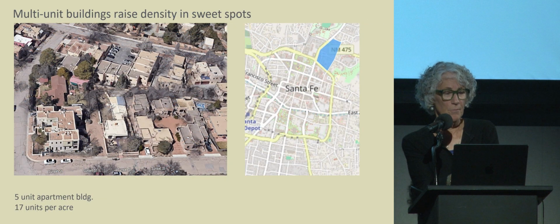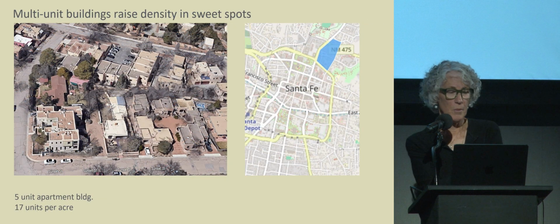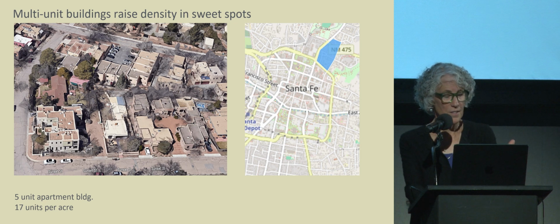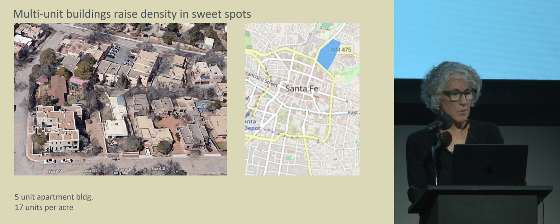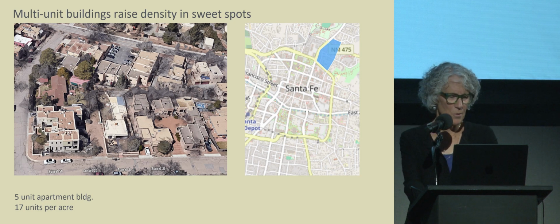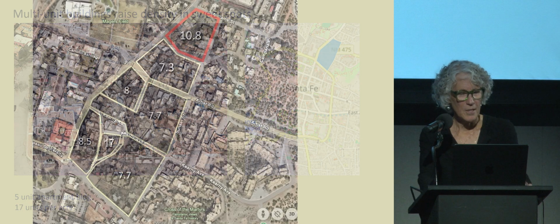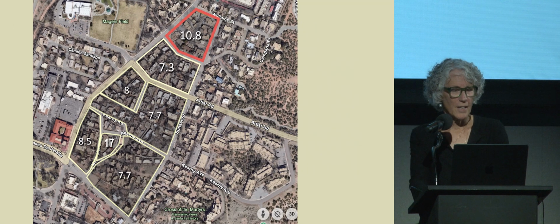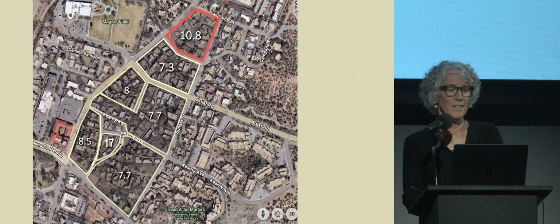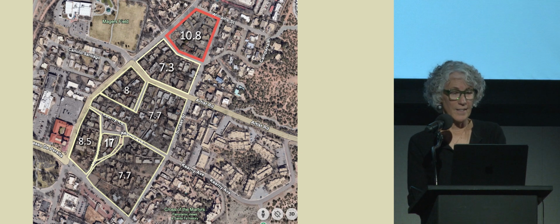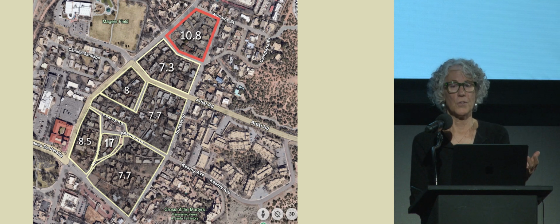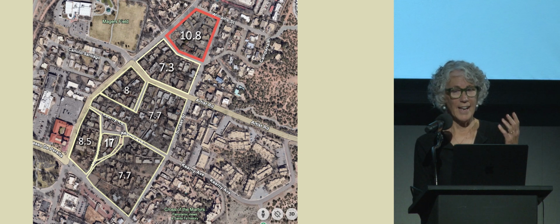And then if you place one of those small apartment buildings, a multi-unit, on the edge of a single-family home neighborhood, this one is 17 units an acre, and that actually might be a net number. I'm not sure, but it bumps up the density of the whole block. So that's a gross density of 10.8. Again, getting you closer to those service levels and providing more places for people to live.